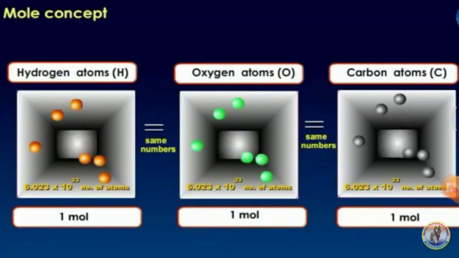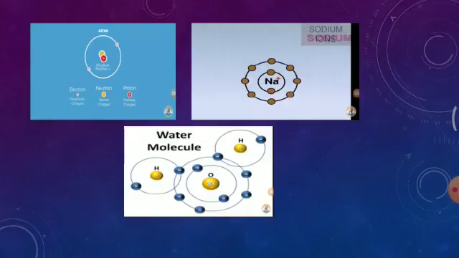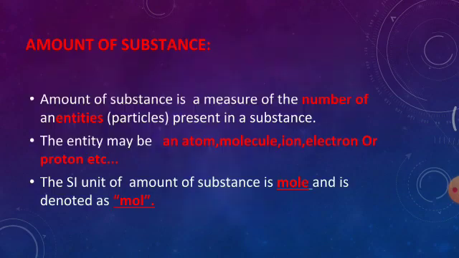Just as 1 kg is equal to 1000 grams, 1 mole is equal to 6.023 into 10 to the power of 23 particles. With the help of the mole concept, we can measure the number of atoms, ions, or water molecules.